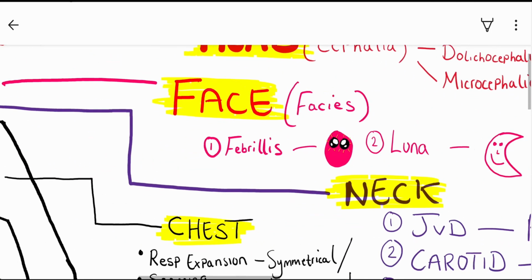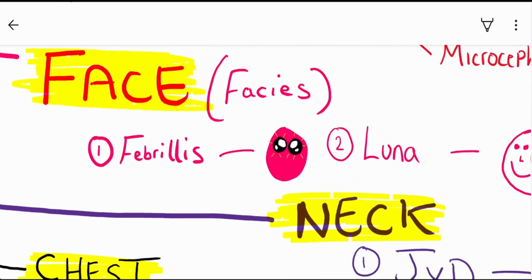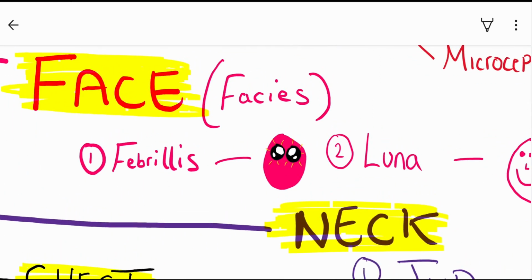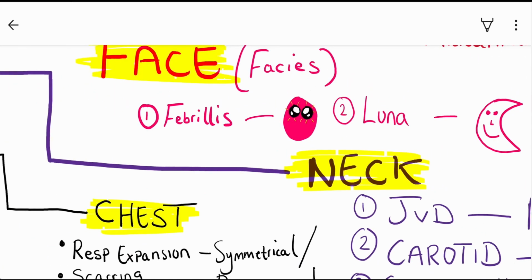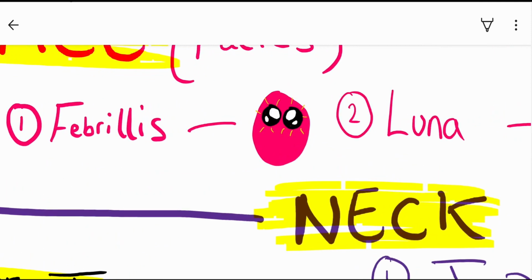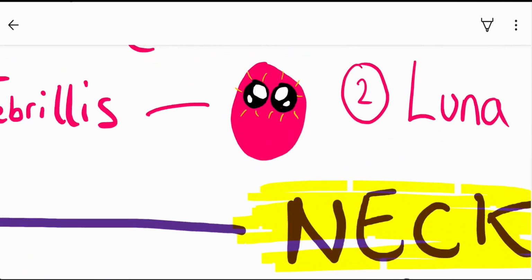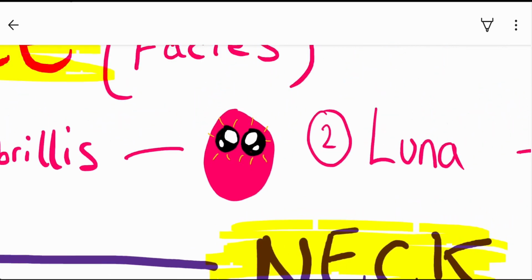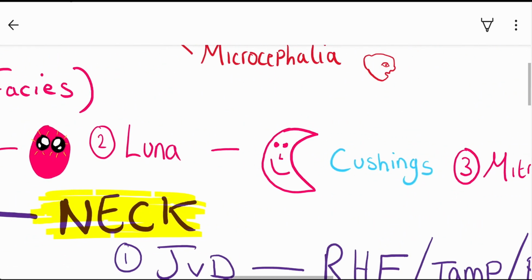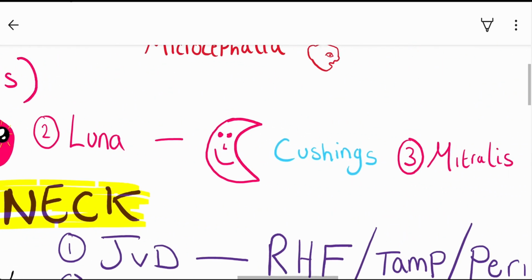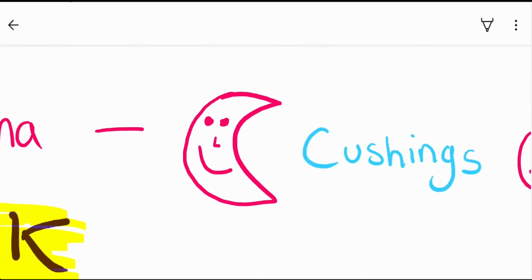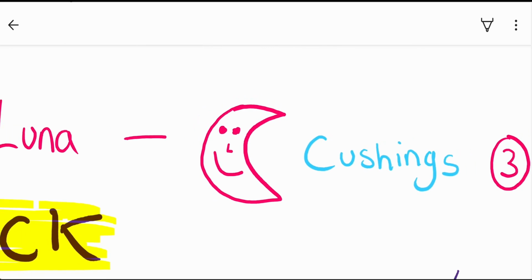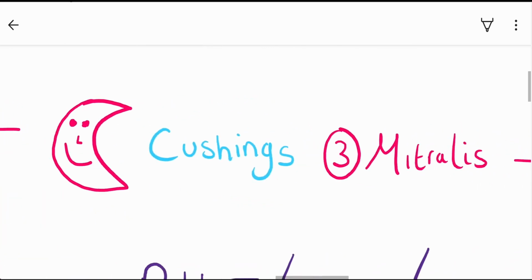Okay, now move on to the face. You must have seen this a lot of times, facies, however you want to pronounce it. So yeah, there's different types. Febrilis is termed as red face, shiny eyes, as you can see here. Lunar, moon face, it can be to do with Cushing's disease. Obviously, their head is not like this, right? They have more of an enlarged moon face, like a full moon.